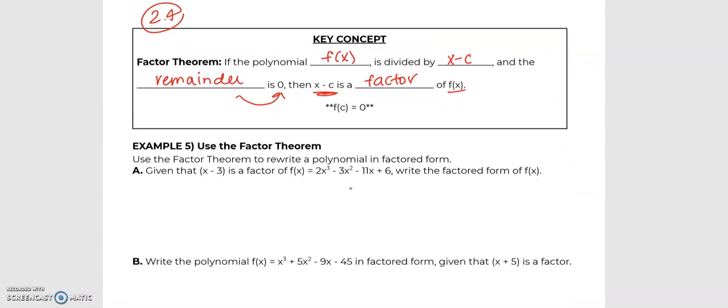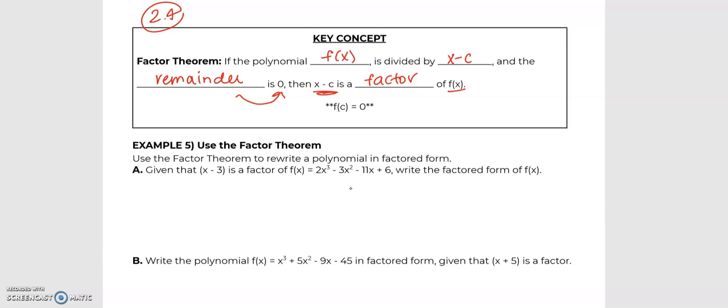Now, if it says, given that x minus 3 is a factor, we are going to be able to write the factored form of a polynomial. We'll break it down to find the zeros even further. We're just going to do synthetic division. I'm going to take this polynomial, and we'll use 2, negative 3, negative 11, and 6. If this is my c value, it's going to be a 3 in front.